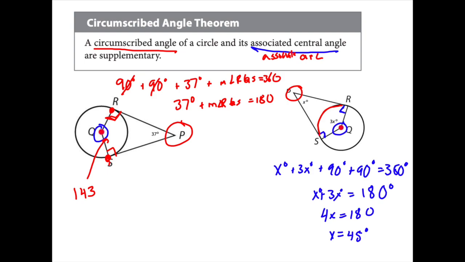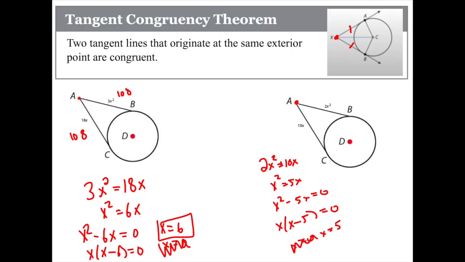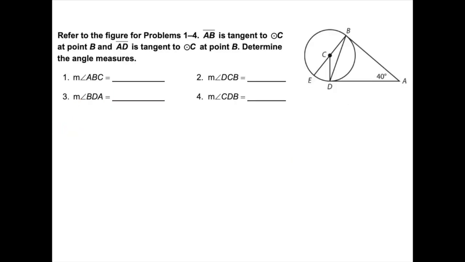2, a circumscribed angle of a circle and its associated central angle and arc are supplementary. That is to say, the measurement of the circumscribed angle plus the central angle adds up to 180, okay? And then this plus the arc also has to add up to 180 because the arc is congruent to the central angle. And lastly, two tangent lines originating at the same point are congruent, meaning that the two sides of this angle have equal length.